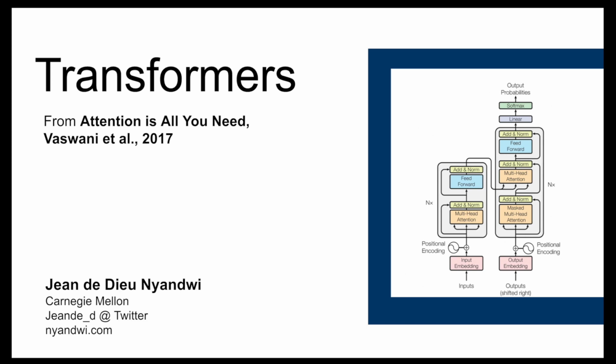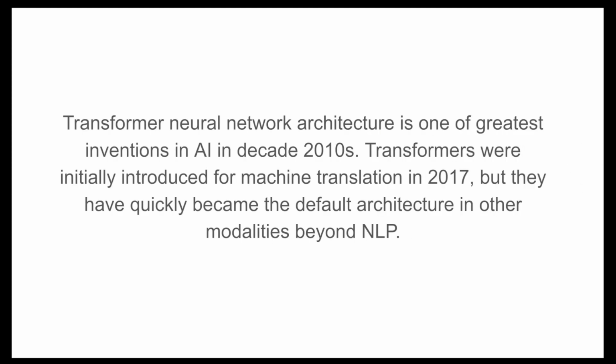Today we're going to learn about transformers. Transformers were introduced in the "Attention Is All You Need" paper in 2017. This is one of the famous papers, and the invention of the transformer is one of the greatest inventions in AI in the last decades. Transformers were initially introduced for machine translation tasks in 2017, but they have quickly become the default architecture in other modalities beyond natural language processing.